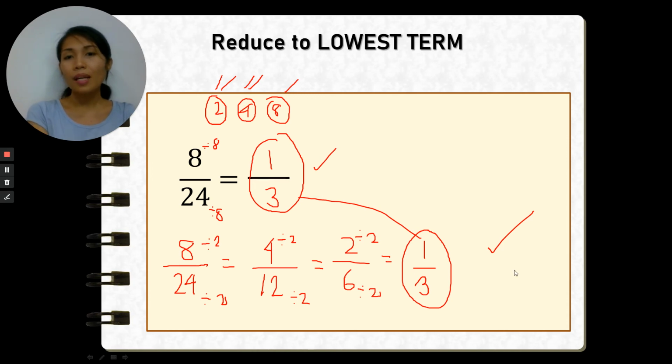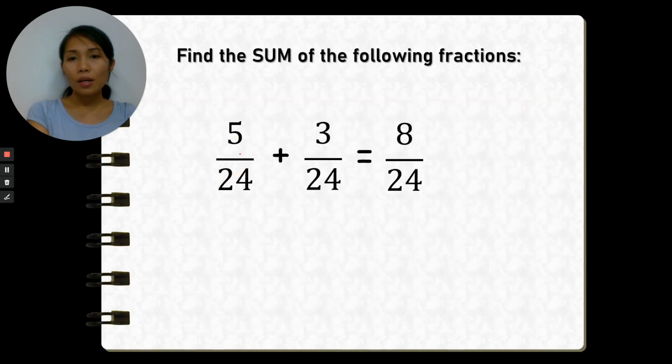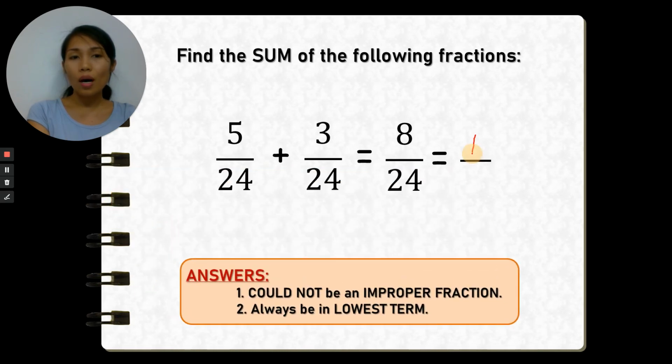All right. Okay. So here we see we get the answer 1/3. So 1/3 is our final answer, and it's not an improper fraction, and it's in the lowest term already. Okay, see? It's easy, right?